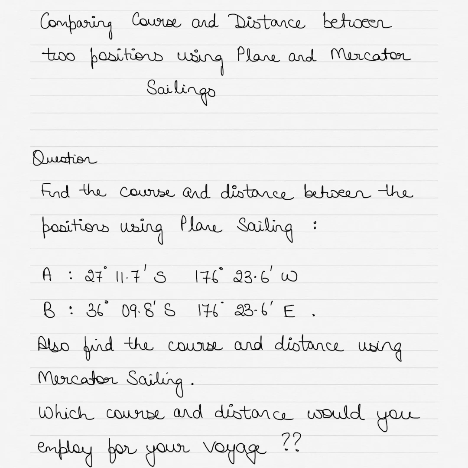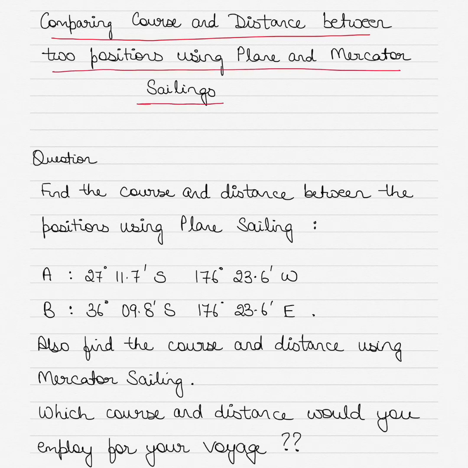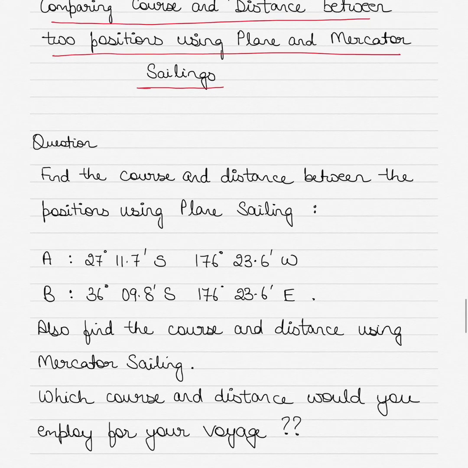In today's question, I am going to calculate the course and distance between two given positions using both plane and Mercator sailing. So this will teach you about the difference between plane and Mercator sailing if the positions are located at about, say, 600 nautical miles. The reason to do so is that plane sailing is used up to 600 nautical miles because it assumes that the earth is flat, and Mercator sailing is used for distances greater than 600 nautical miles.